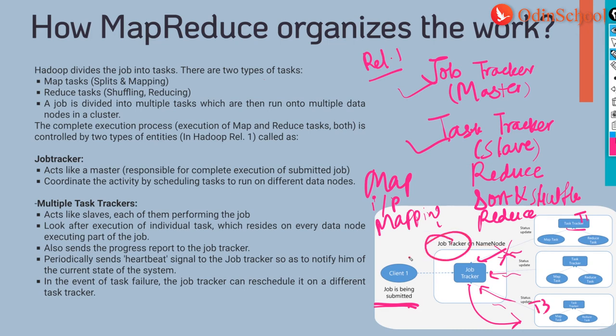So this is how the MapReduce program is organized in these two entities called job tracker and task tracker, which are the daemons of this processing engine.